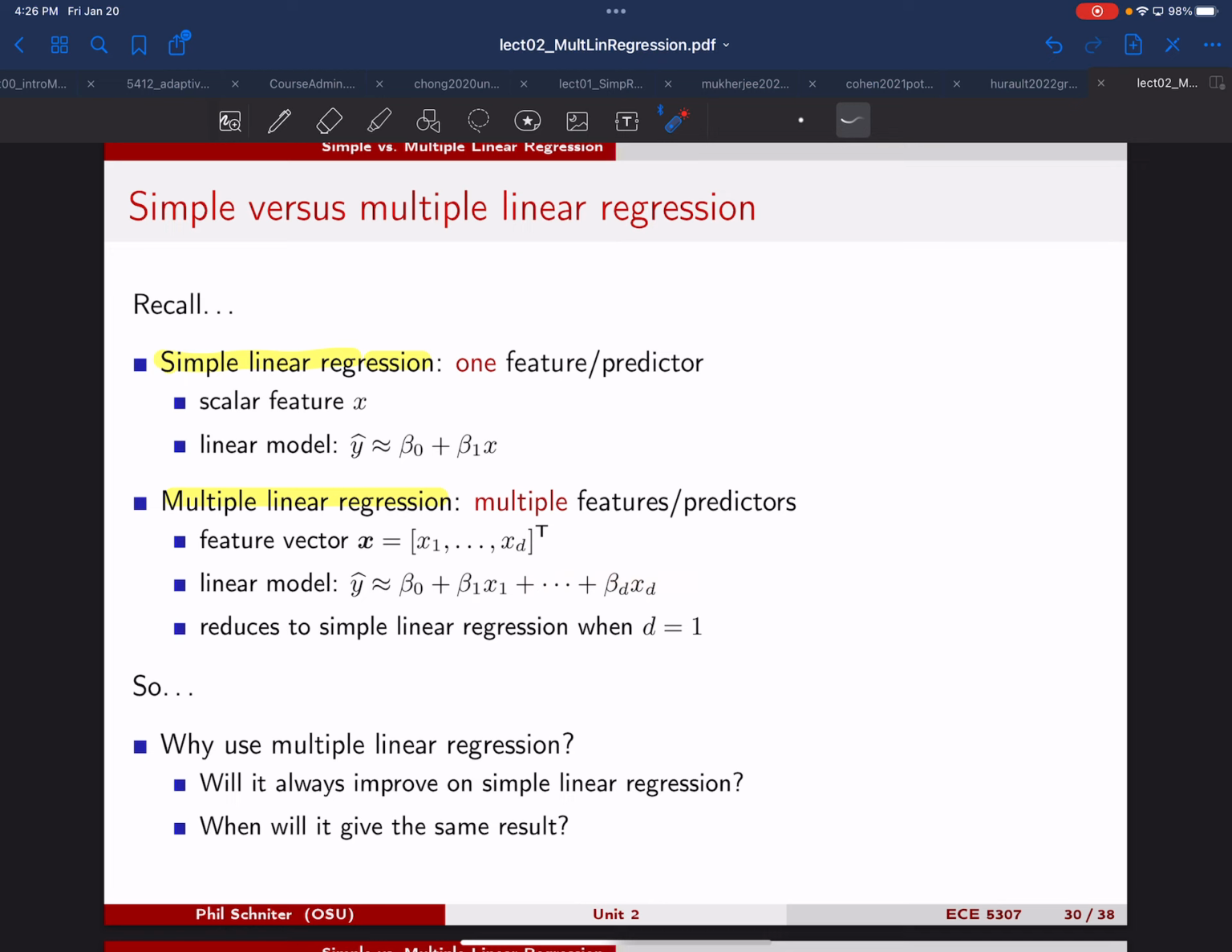So then one might ask, is there an advantage to multiple linear regression over simple linear regression? What do you guys think?